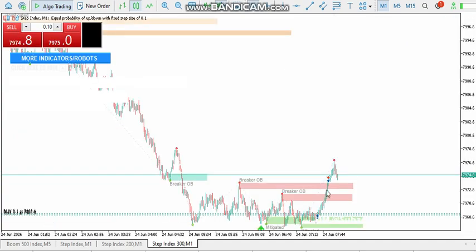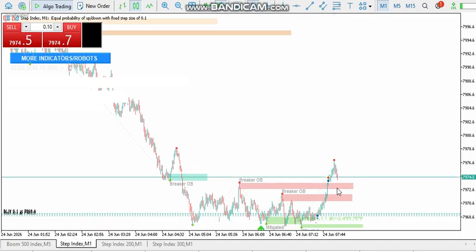You can see currently I'm still in profit, and I can decide to close it at any of my time.